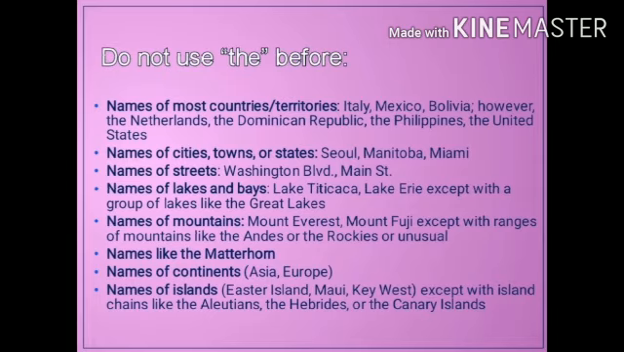Names of lakes and bays like Lake Erie, but if there is a series of lakes like the Great Lakes, then we use the. Names of mountains like Mount Everest or Mount Fuji, but same as the lakes and countries, if there is a series of mountains like the Himalayas, then we use the. Names of continents, we don't use the with the names of continents like Asia and Europe. Names of islands, same as previous examples, singular islands like Easter Island don't use the, while series of islands like the Canary Islands use the. So a very common practice in this context is that singulars don't use the while groups of them do.